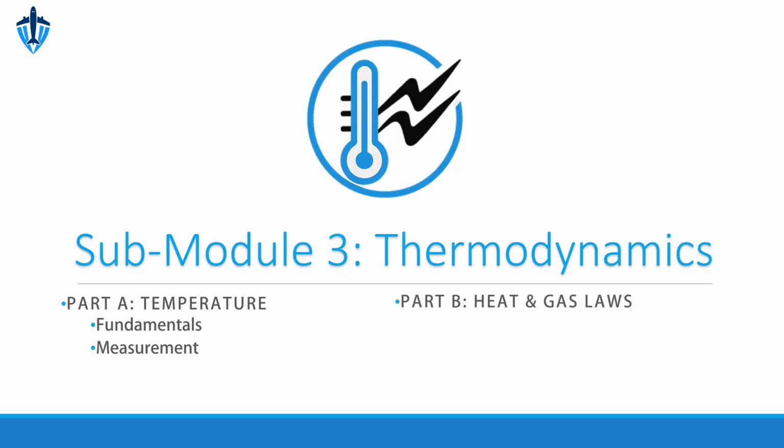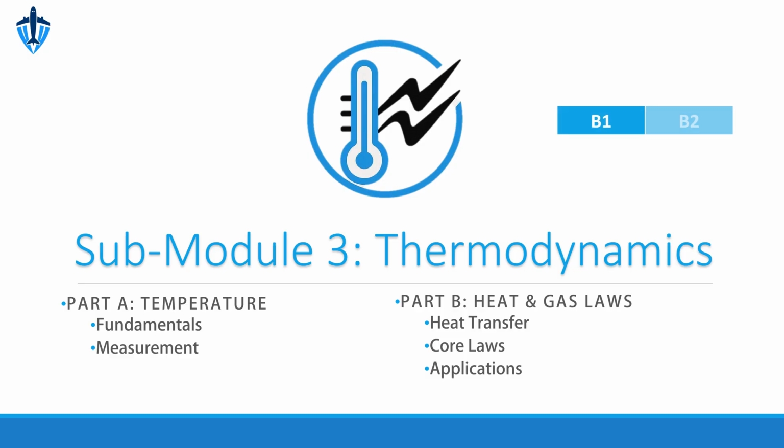In Part B, titled Heat Transfer, we will expand on this foundation. We'll dive into the methods of heat transfer: conduction, convection, and radiation. We'll then study the fundamental thermodynamic and gas laws, see how they apply to engine cycles and efficiency, and even touch upon the principles of refrigeration. It is important to note that for this entire submodule, the required knowledge level for both B1 and B2 licenses is Level 2. So, let's begin with Part A.